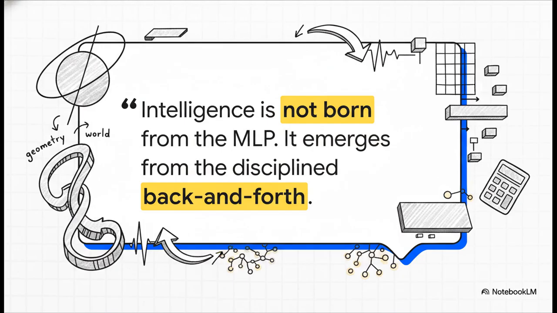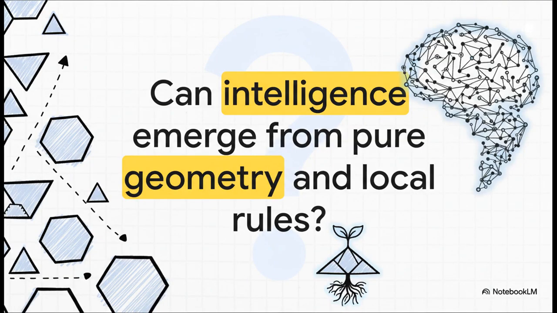And that leads to maybe the most important takeaway of all, summed up perfectly right here. Intelligence is not born from the MLP. It emerges from the disciplined back and forth between geometry and local dynamics. The smarts aren't just in the little calculator. They're in the entire process, this elegant dance between the curved world and the flat calculations that respect its rules. So we're left with this one big, fascinating question. If a coherent, unified state of information can emerge from something as basic as geometry and simple local rules, what does that tell us about the fundamental nature of intelligence itself? Is it something we have to meticulously build, or is it something that will just grow if we create the right kind of space for it?